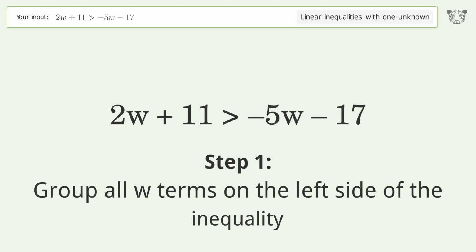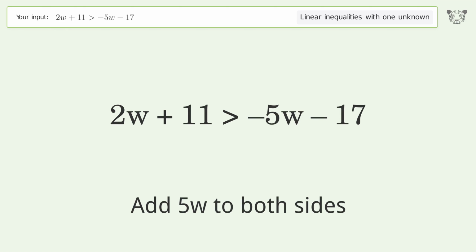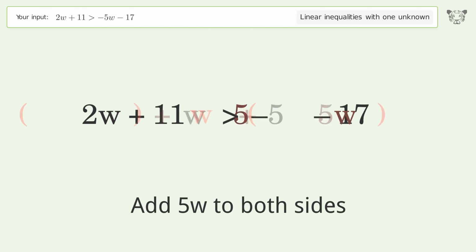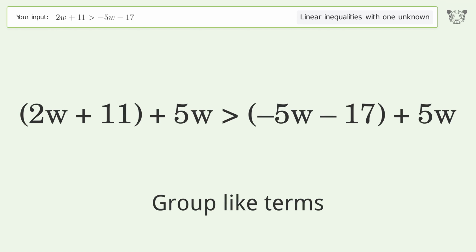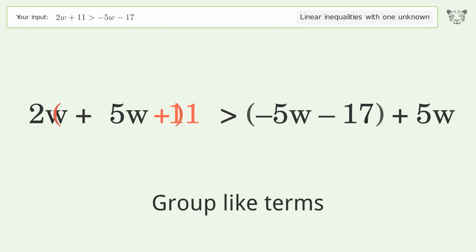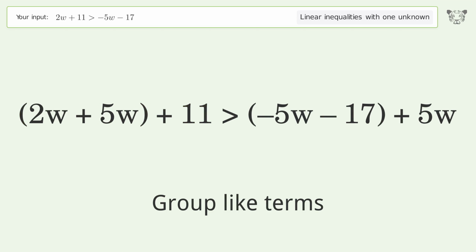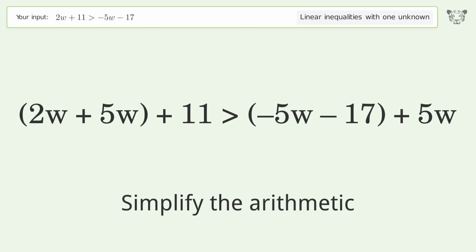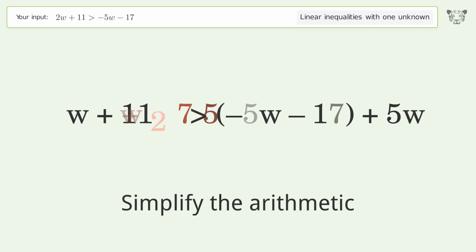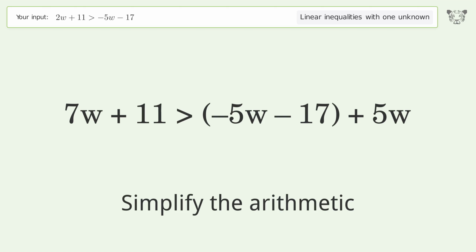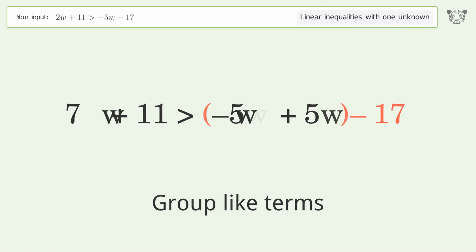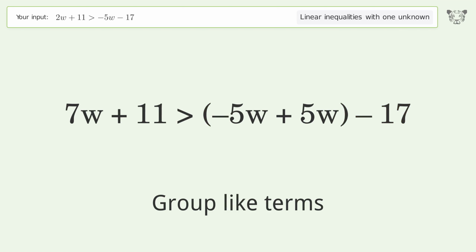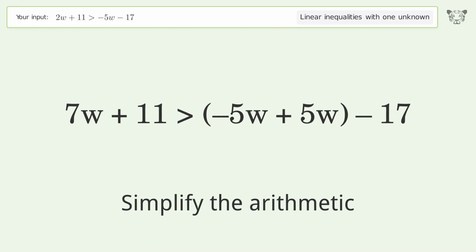Group all w terms on the left side of the inequality. Add 5w to both sides. Group like terms. Simplify the arithmetic. Group like terms. Simplify the arithmetic.